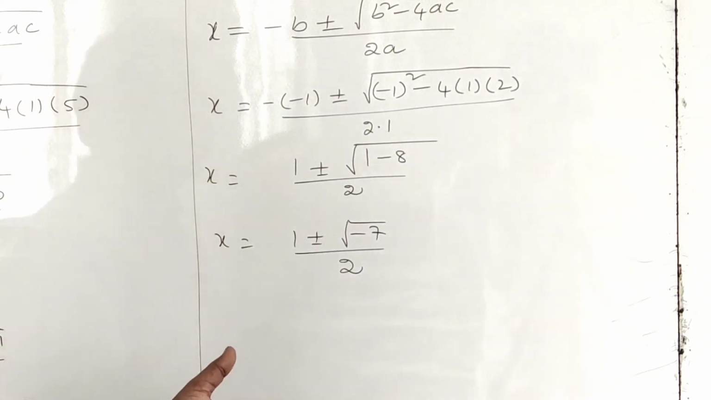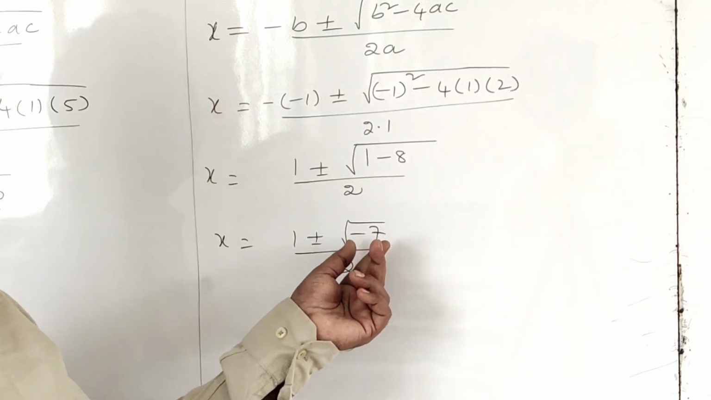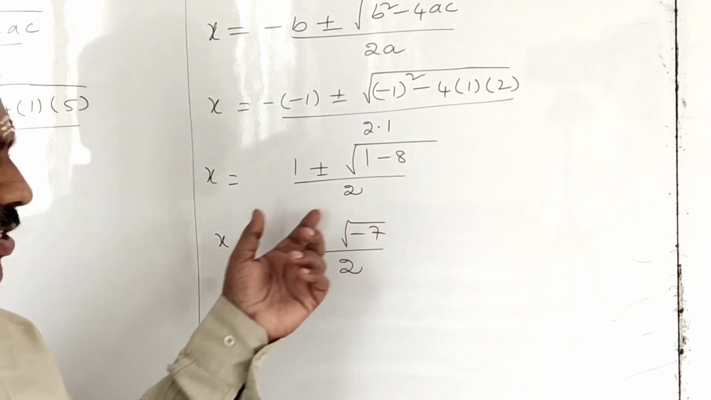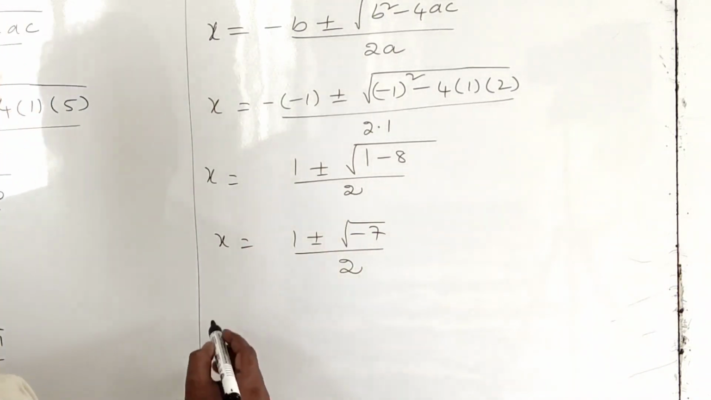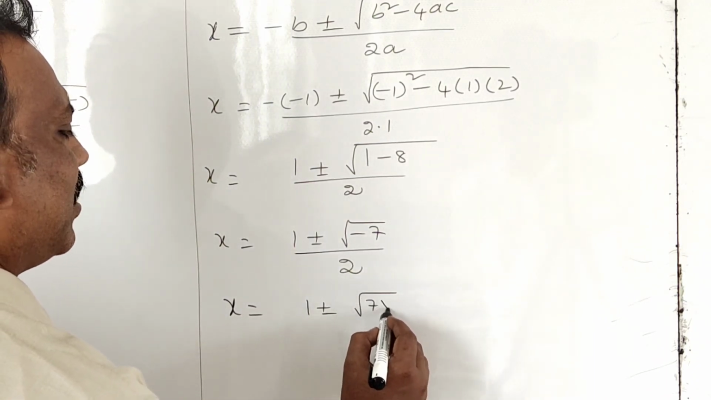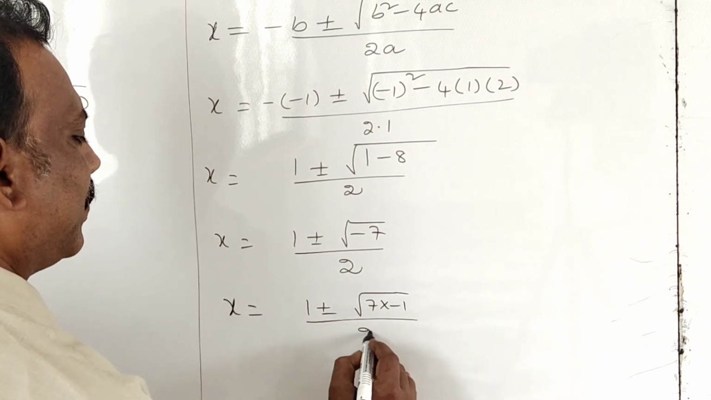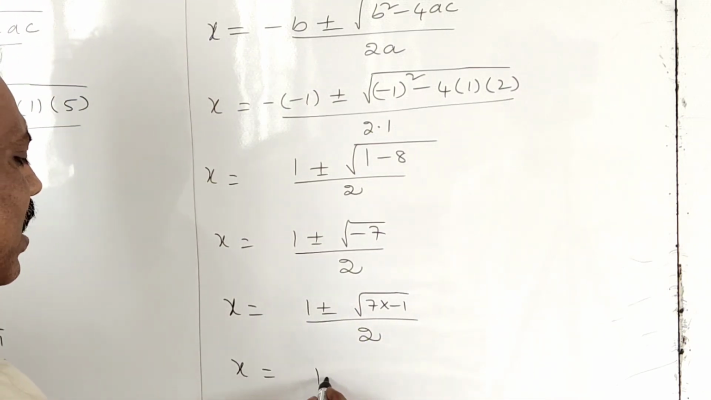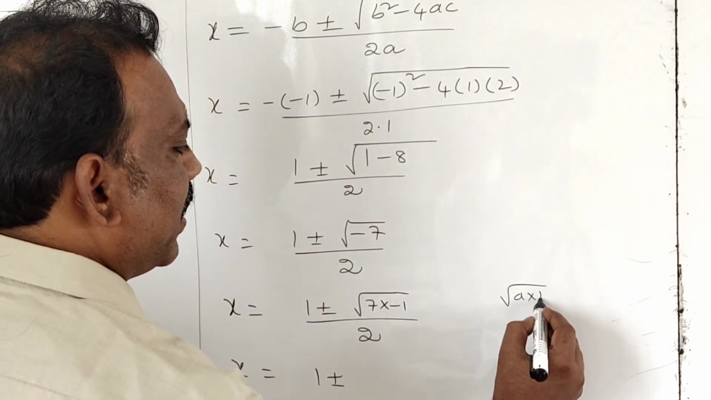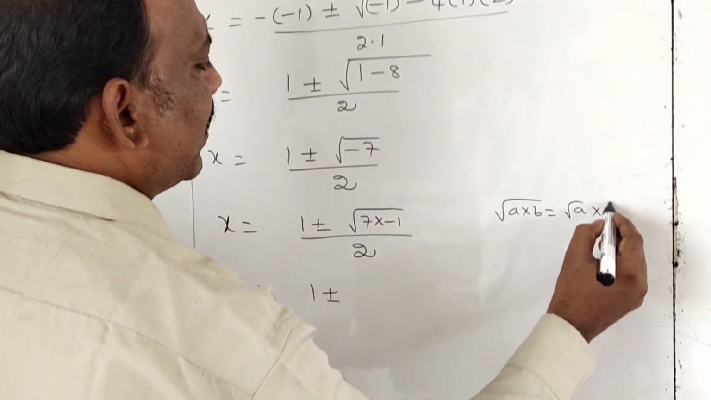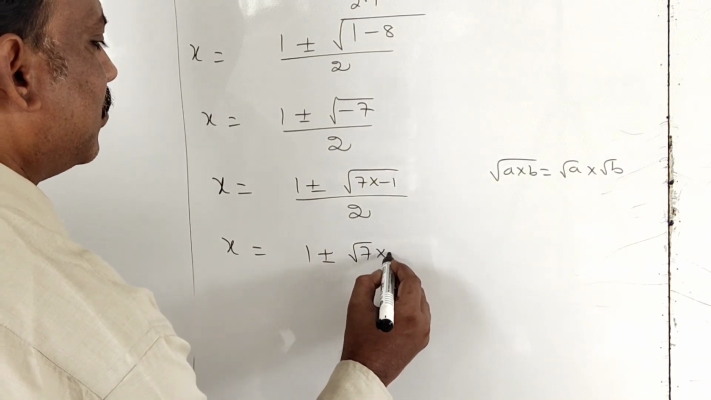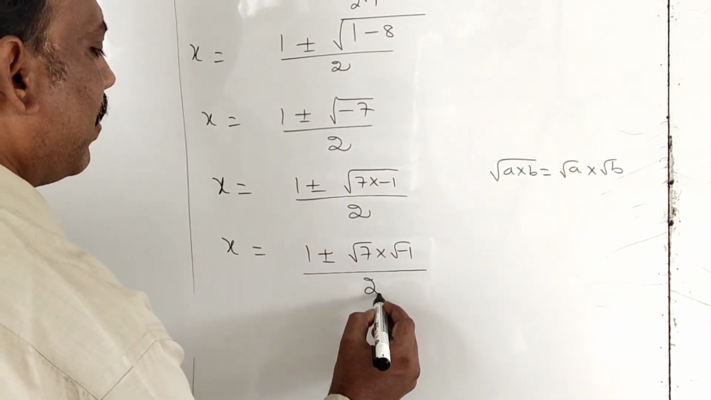Again they are not real roots. Why? Because we have the square root of a negative real number, and negative real numbers' square roots do not exist. That's why again these roots are complex numbers. How to convert into a complex number? So 1 plus or minus under root 7 into minus 1, I can split it. So now x is equal to 1 plus or minus, this is root of a into b. You know the formula, root of a into b is equal to root a into root b in real numbers. Correct students? Right. Like we have tried, it is root 7 into root of minus 1 upon 2.